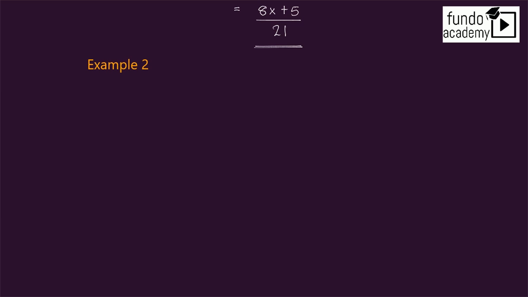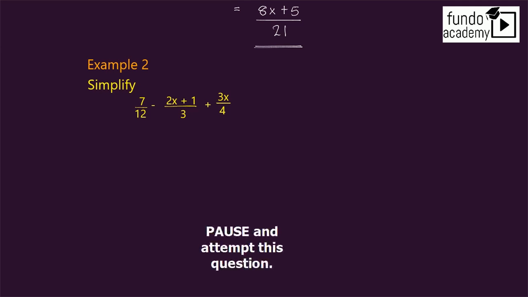In this case we want to simplify the fraction. We have 7 over 12, minus (2x plus 1) over 3, plus 3x over 4. I want you to pause this video again and try to work out this problem. I'm going to be giving you 3 minutes as well.